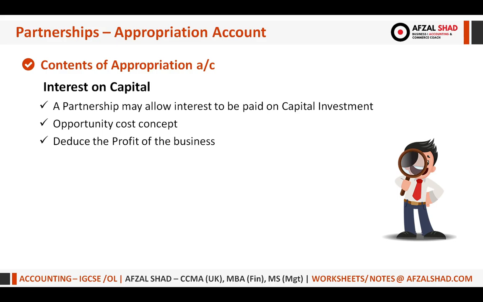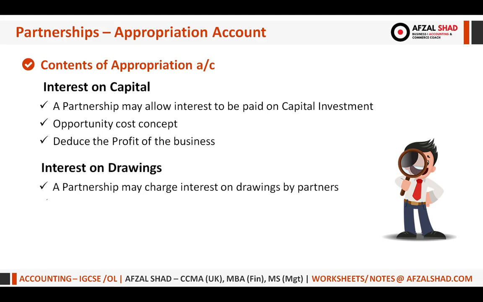Obviously, from the perspective of the business, you are paying interest to the partners, just like you were paying interest to the banks. Similarly, right now, the business is paying interest to the partners. From the perspective of a business, it's an expense. So expenses reduce the profits, and from the perspective of a partner, it's a good thing because it is going to add up into their capital accounts. Then interest on drawings, the exact opposite of the interest on capital.